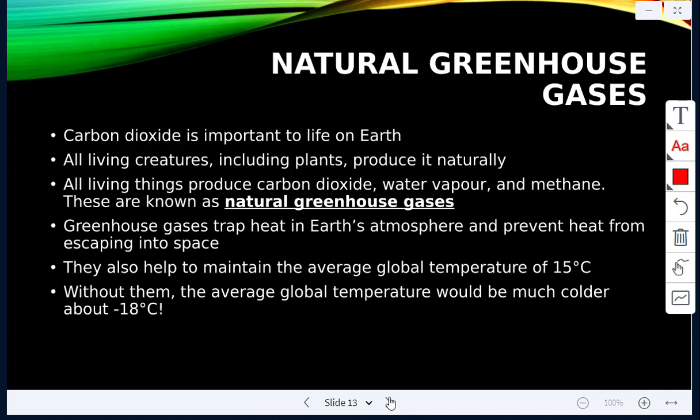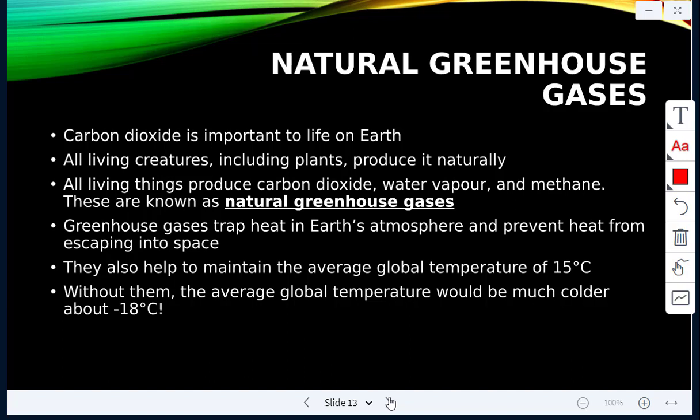So natural greenhouse gases occur naturally, right? For example, carbon dioxide is important to life on Earth. Plants need it for photosynthesis. All living creatures, including plants, also produce it naturally. And all living things produce carbon dioxide, water vapor, and methane. And these are known as natural greenhouse gases. But the problem is human activity, the burning of fossil fuels, which is increasing the greenhouse gases.